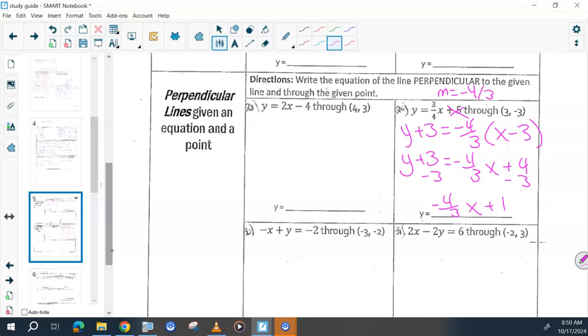Okay, let's skip to page 7 so we can look at function notation problems. Any questions on page 7? Sure.